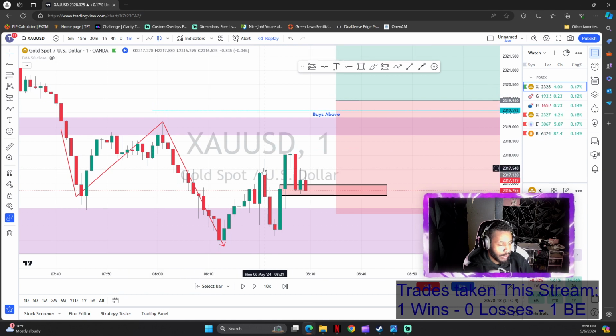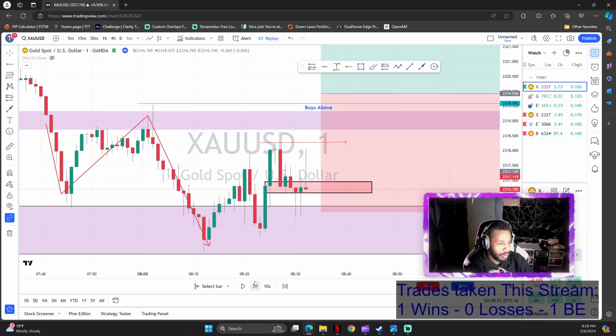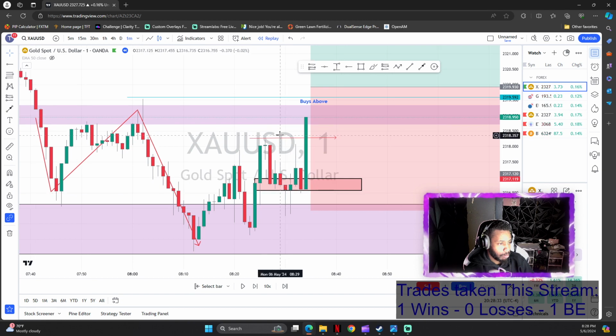So, but I do keep in mind that we did break the structure. Now I'm looking at it, okay, like we're starting to potentially perform higher highs and higher lows. If we break this high here now, we are forming higher highs and higher lows. That's how I'm looking at the charts. Boom, we broke this high here.